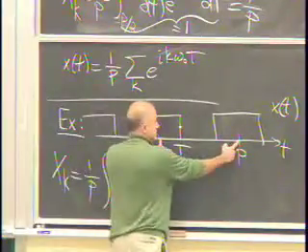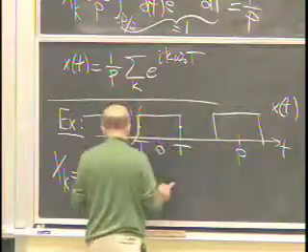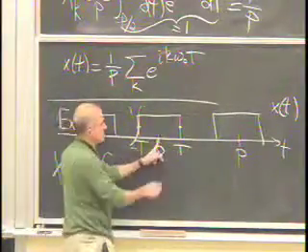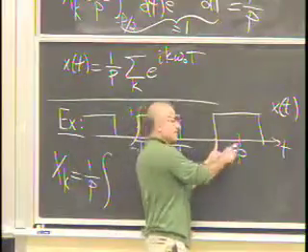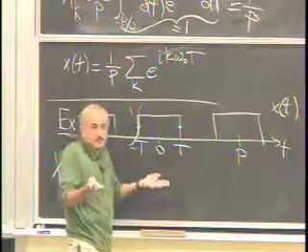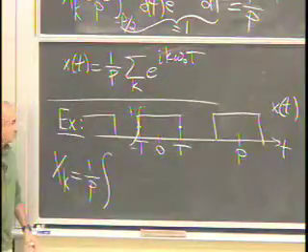So if you do 0 to p, you're going to end up with an integral that you're going to have to split into two parts: 0 to t and then p minus t to p. That doesn't look too good. It's not wrong. It just involves more work.